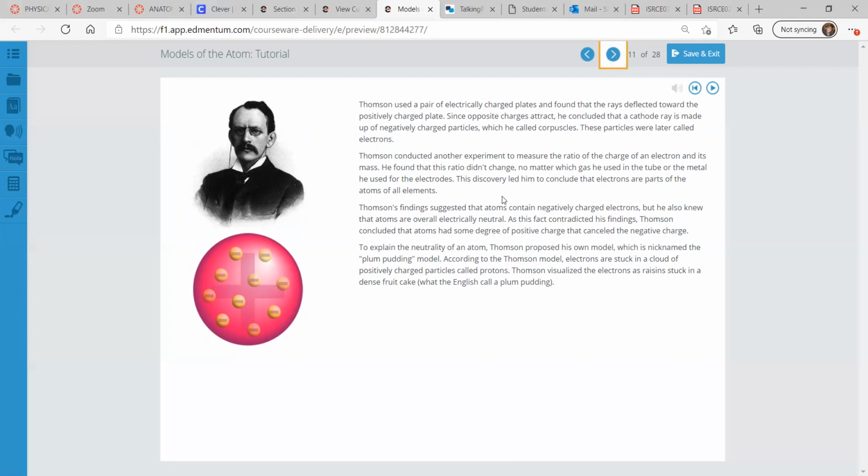And to explain the neutrality of an atom, he proposed his own model, which is nicknamed the plum pudding model. According to Thomson's model, electrons are stuck in a cloud of positively charged particles called protons. He visualized the electrons as raisins stuck in a dense fruit cake, and the English call this plum pudding.